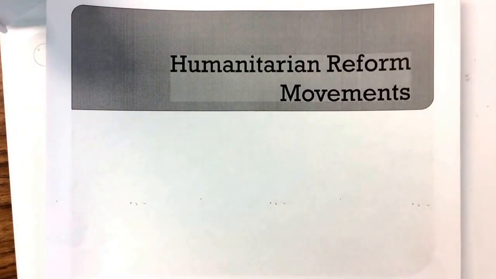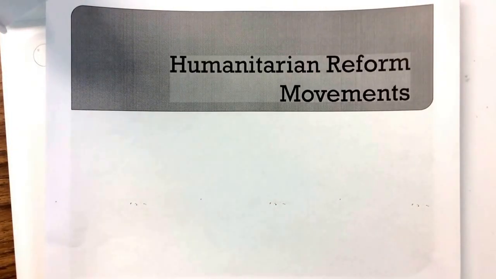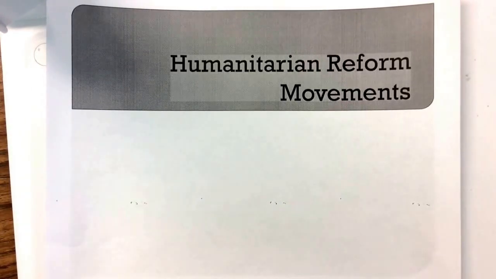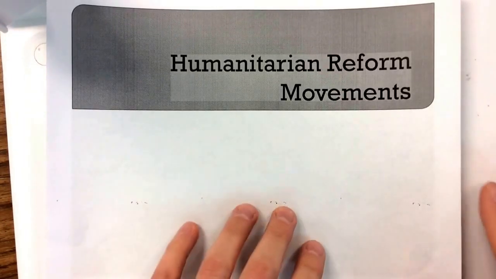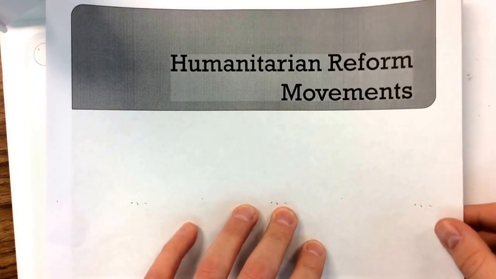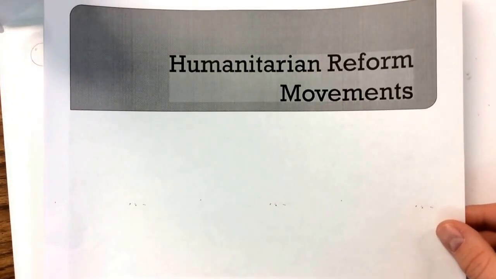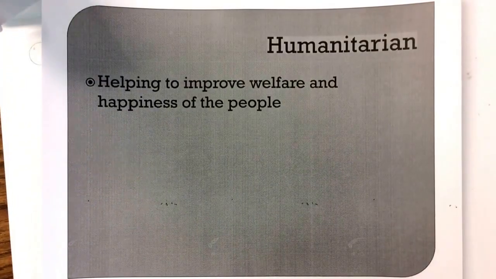All right, so this is our next lesson, and we are going to be talking about the humanitarian reform movements. Remember, reform is just a change, trying to fix things and make it better. So we're going to see these different versions of reform movements that went through during the time period of the Industrial Revolution.